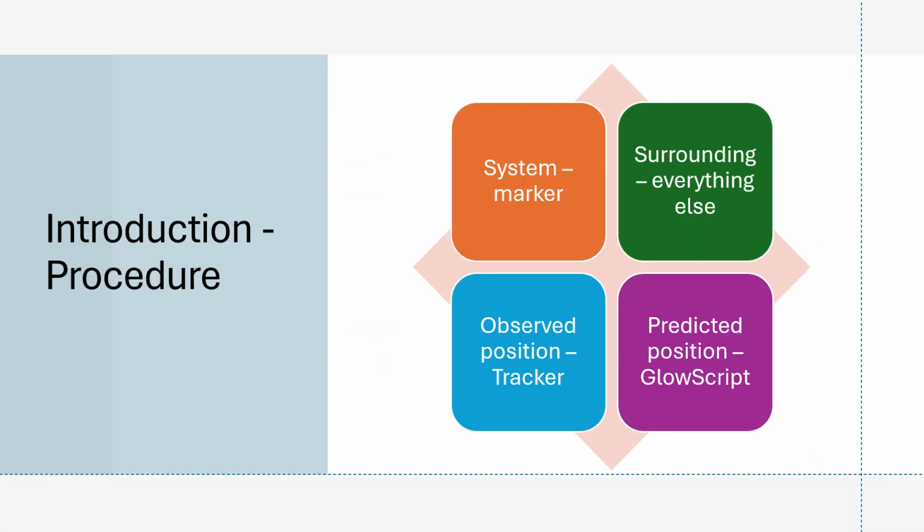To begin my lab, I first have to choose a system, which was a marker, and the surroundings, which was everything else. To track the position of my marker as it moved across the table, I used Tracker, which gave the actual position of the marker. And then to track the predicted position of the marker through data I obtained from Tracker, I used GlowScript.